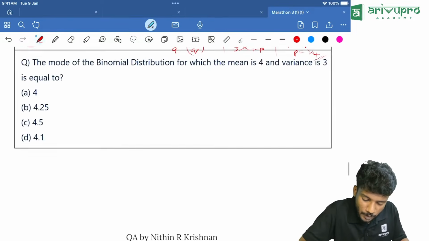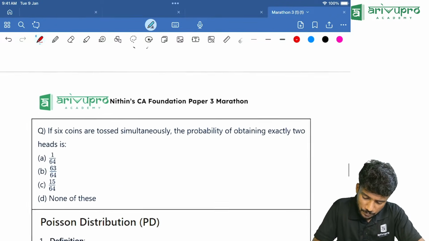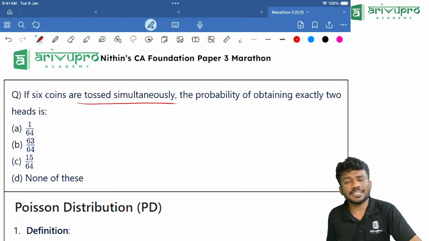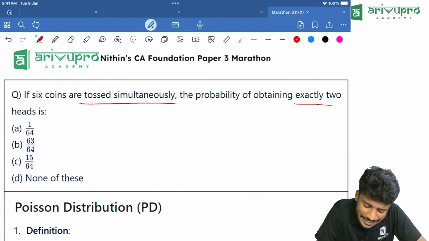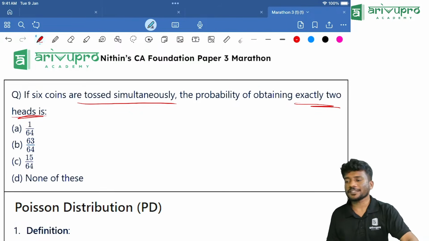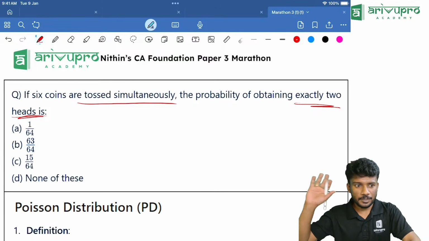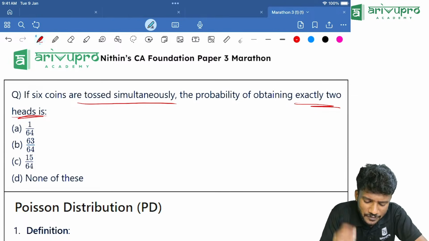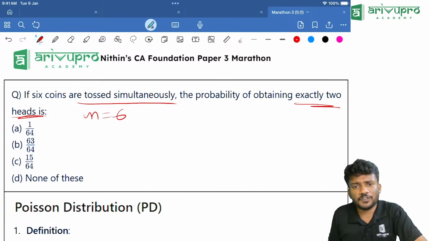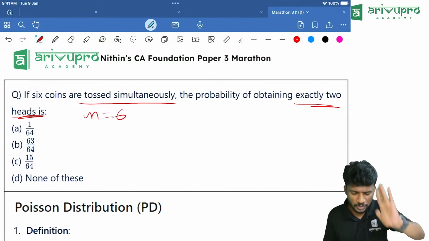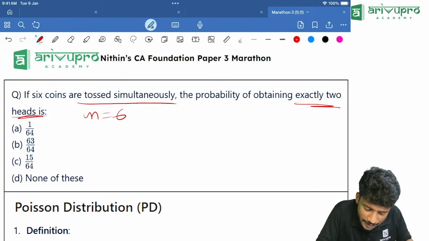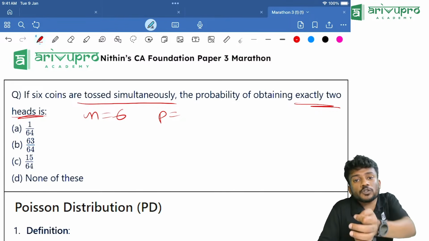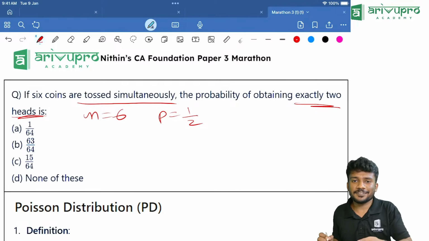Okay, then next one. Now we will discuss. Look at this question. If 6 coins are tossed simultaneously, the probability of obtaining exactly 2 heads is the question. How to find this? Am I audible? Good. If 6 coins are tossed, n, the number of trials, is 6. Now, what is the P value? They are talking about heads. The probability of getting a head in a single trial, if I toss one time, is 1 by 2. That is the value of P.